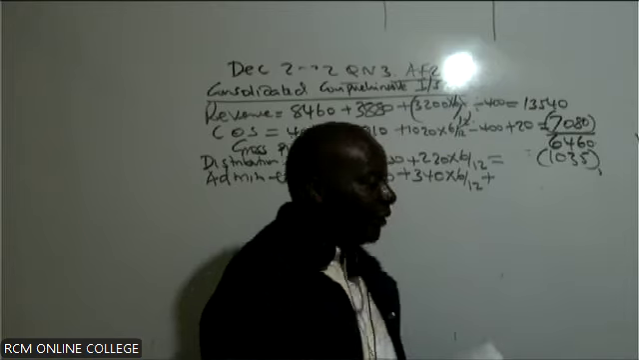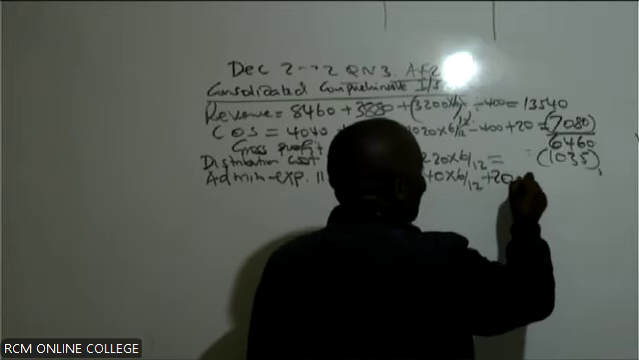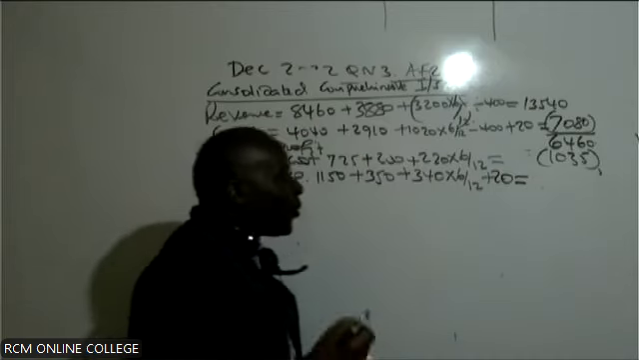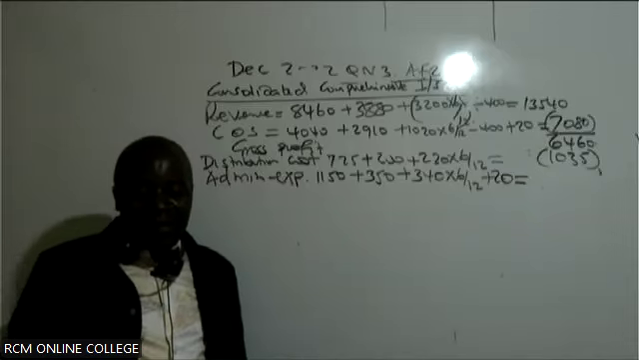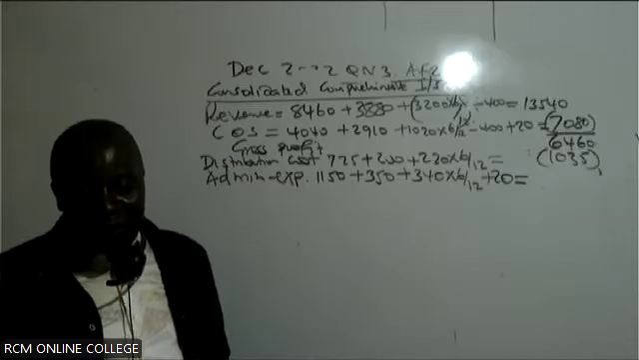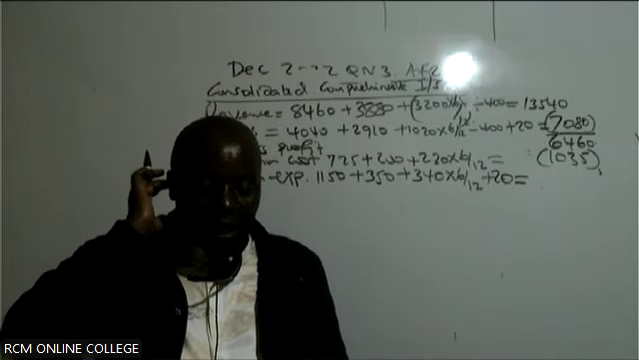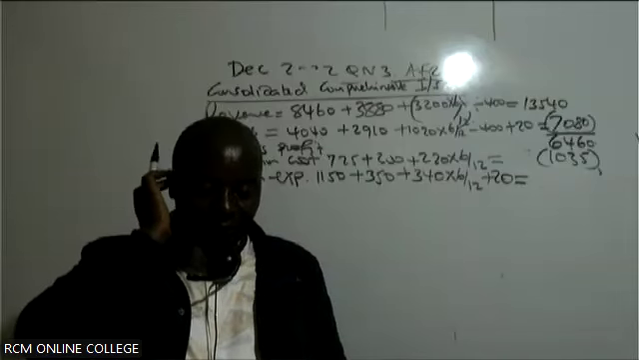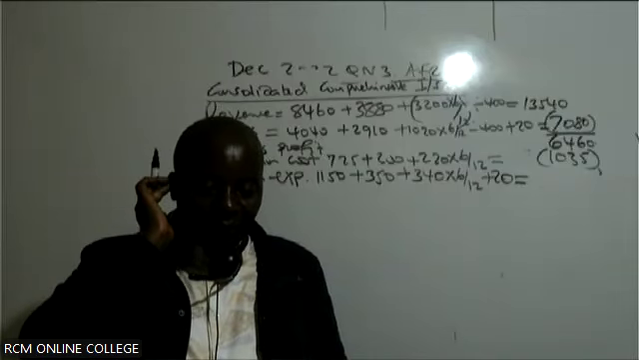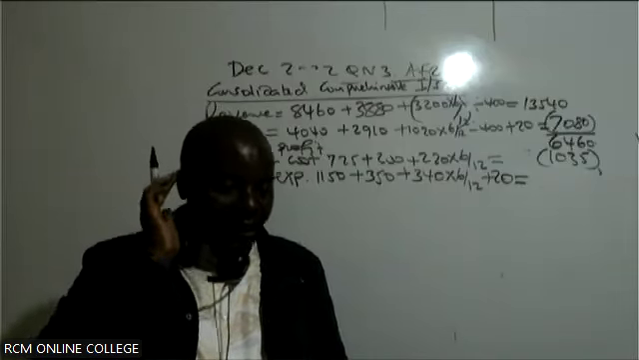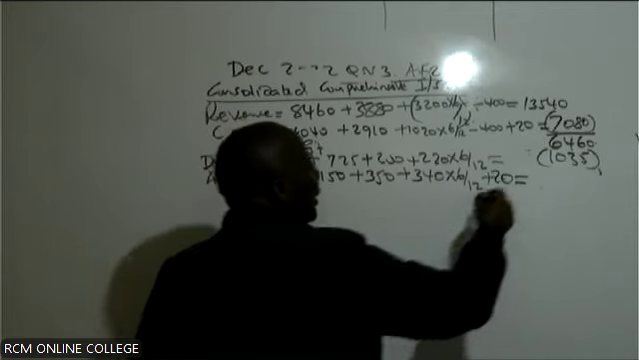So 20 here. So I like this class so much because you guys are participating, which is really making our work very easy. So how much do we have there, ladies and gentlemen? 1690. So write 1690.